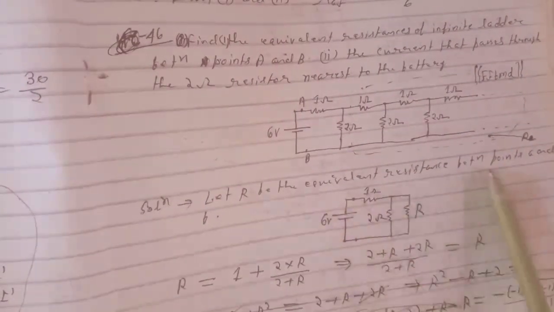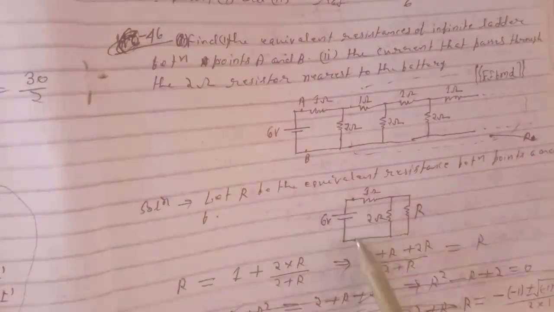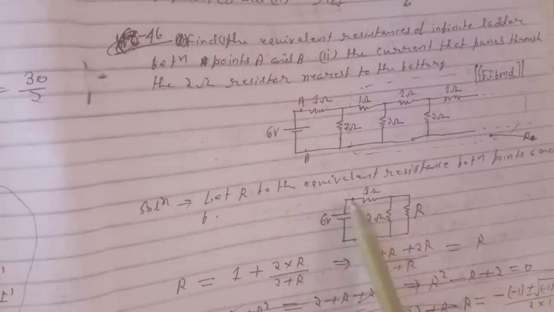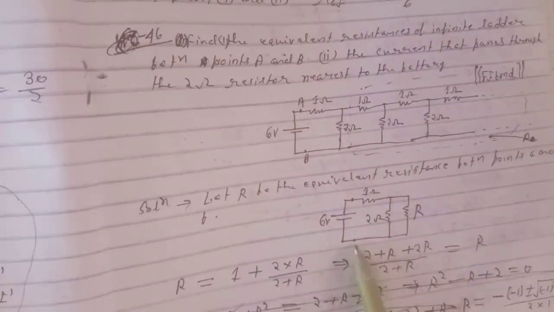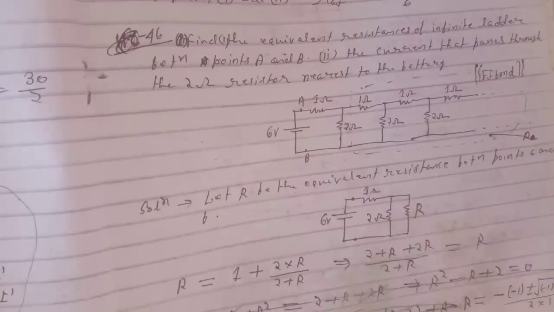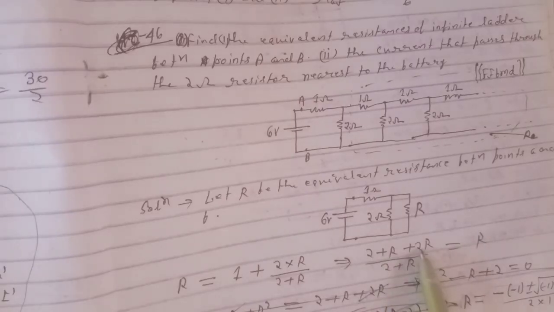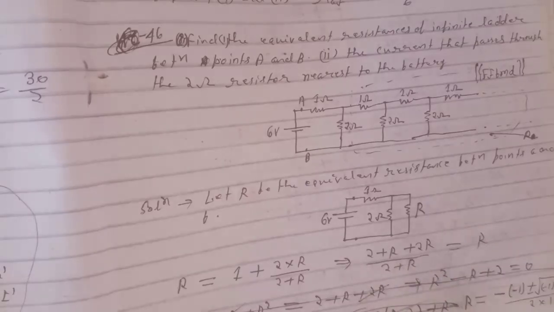Now let R be the equivalent resistance between points A and B. So this will be in parallel and this is in series. So the equivalent resistance between points A and B will be the equivalent of these three systems. So 1 plus 2 into R by R will be equal to 1 plus 2 into R by 2 plus R. This implies 2 plus R plus 2R divided by 2 plus R equals R.